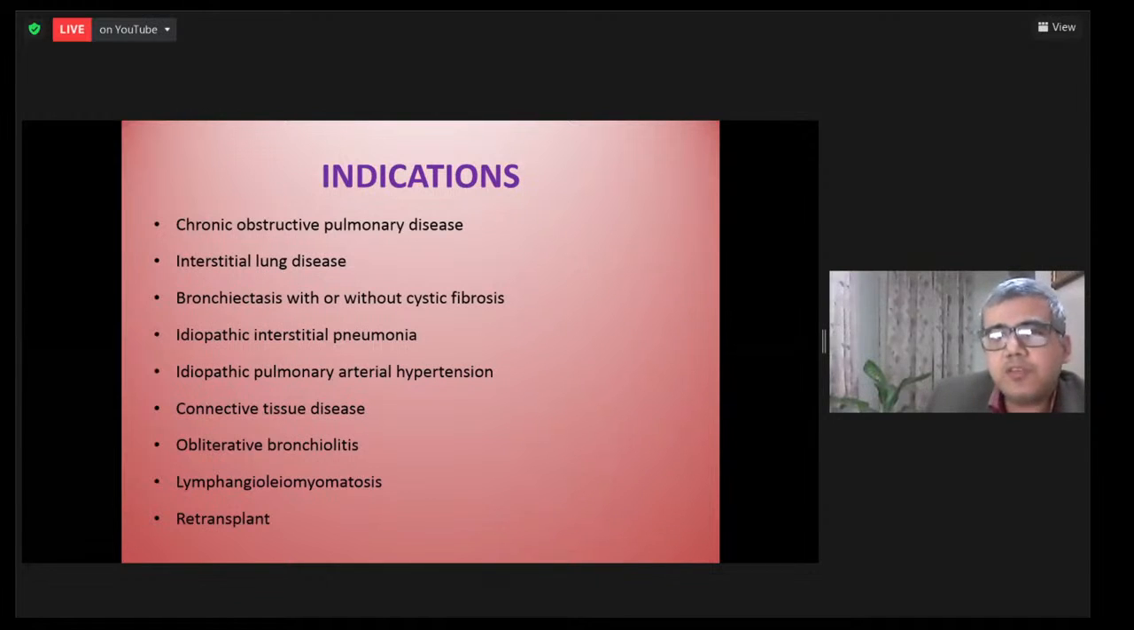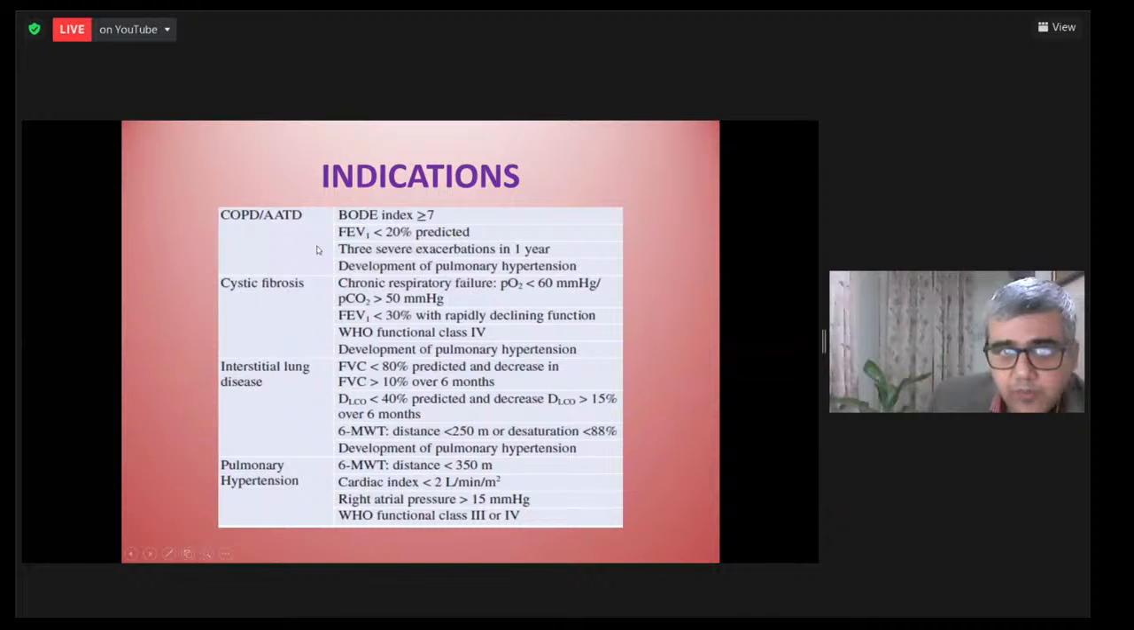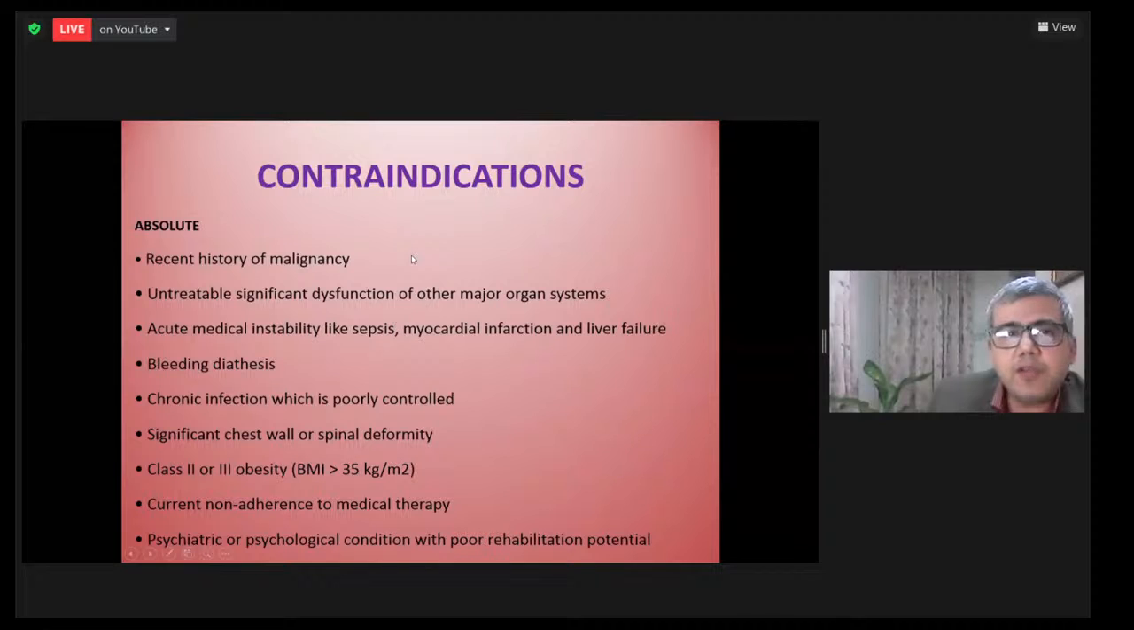The chief indications for lung transplant are patients with severe chronic obstructive pulmonary disease and respiratory failure, patients with interstitial lung disease, bronchiectasis. These are the main 3 indications, and also other indications being idiopathic pulmonary arterial hypertension and connective tissue disorders. The chief indications worldwide, the major 4, are COPD, cystic fibrosis, interstitial lung disease, and patients with pulmonary hypertension. There are certain contraindications to lung transplant.